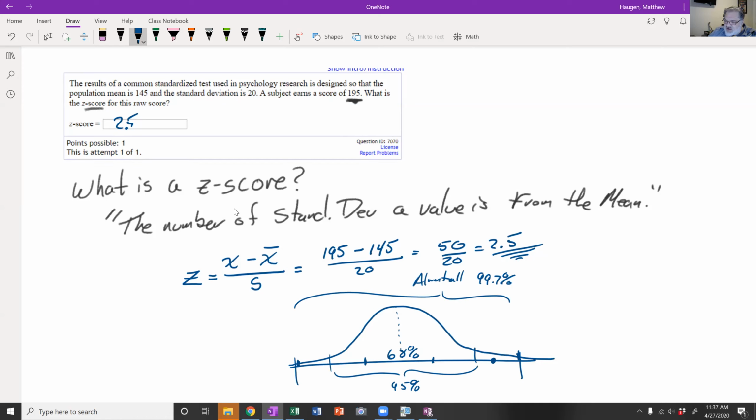So 2.5 standard deviations above the mean, that's a lot. So 195 is unusual. And I'm going to say unusually high because it is positive, and so it is above the mean. So that 2.5, that's a big z-score. If this was a test where you wanted high scores, that 2.5 standard deviations above the mean would be a really high score.